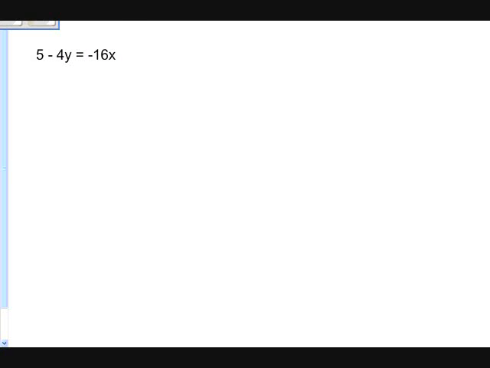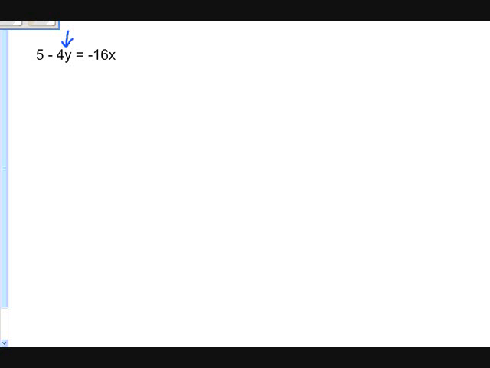Okay, we have 5 minus 4y is equal to negative 16x. Our goal is still to get y by itself. And so there's two things I need to get rid of. I need to get rid of the 5 and the negative 4. And so like we said, we always start off getting rid of addition or subtraction. And a lot of kids struggle with this particular type of problem because the 5, they're not sure if that's being added or subtracted, or they see a minus 4 and they think the minus 4 means it's being subtracted.